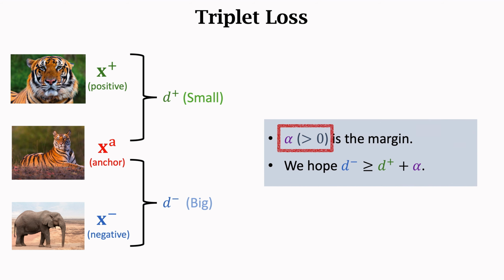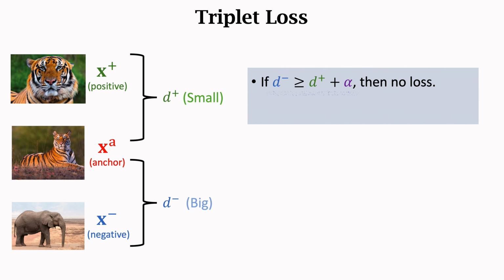We can define a margin, alpha. Alpha is positive. It is a tuning hyperparameter. Ideally, the negative is big and the positive is small. In our example, the negative is the distance between an elephant and a tiger, while the positive is the distance between two tigers. The negative should be much larger than the positive. If the negative is greater than the positive by a margin of alpha, then we believe the classification is correct and the loss is zero.